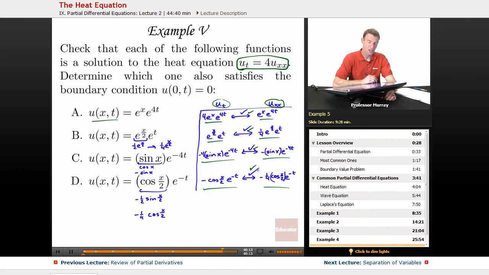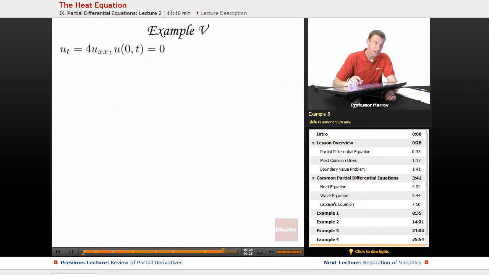Now we're asked also to determine which one also satisfies the boundary condition u of 0,t is equal to 0. So let me do that on the next slide. The next slide is where we're going to try to satisfy the boundary condition u of 0,t is equal to 0. Let me remind you of the 4 functions that we had here.